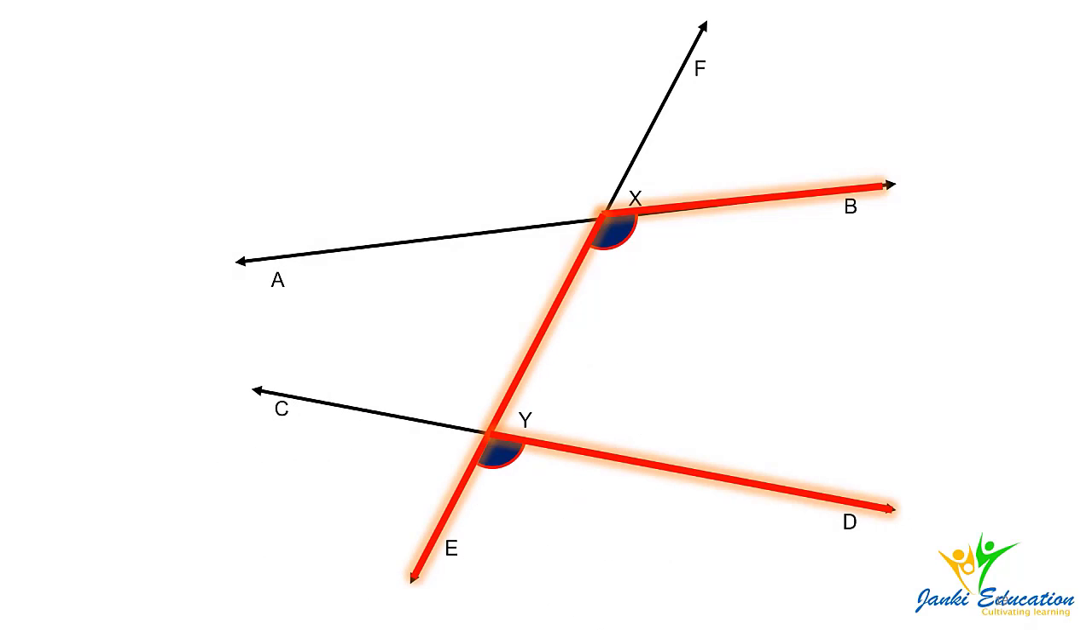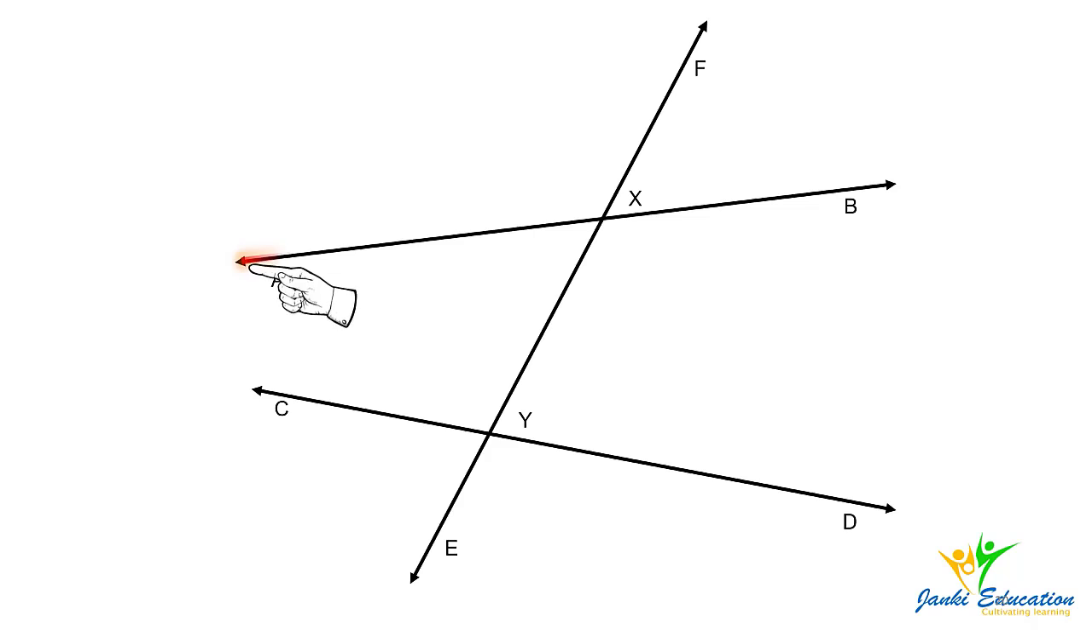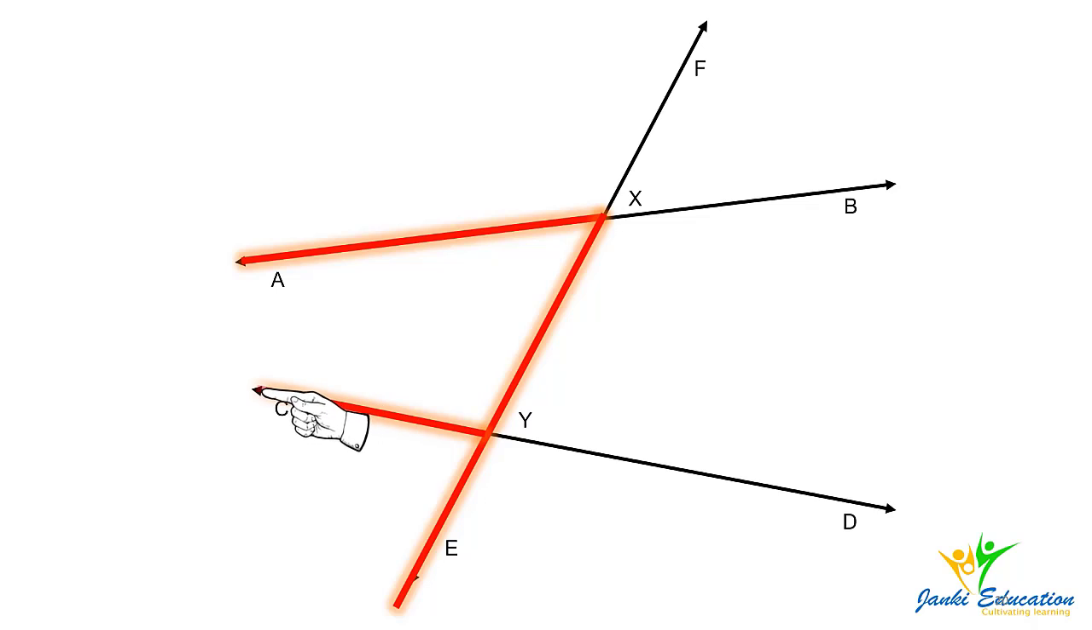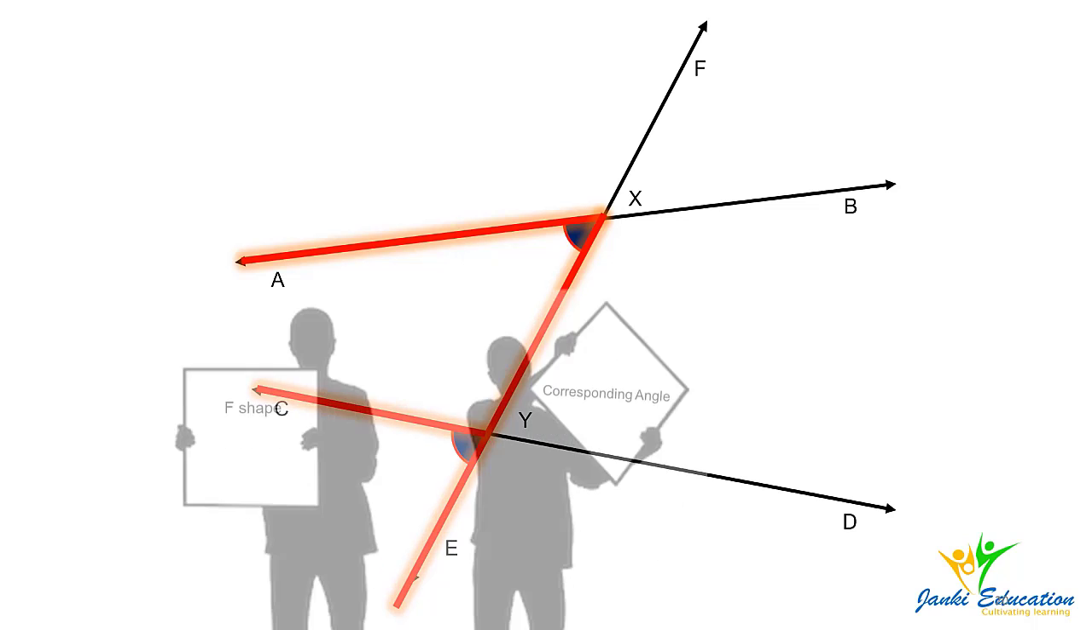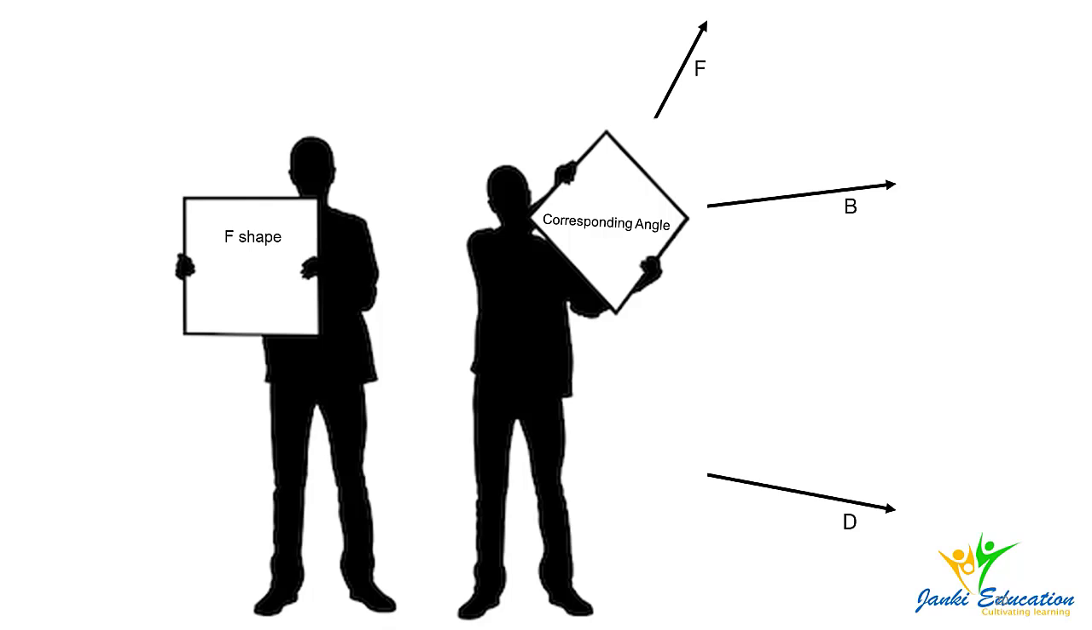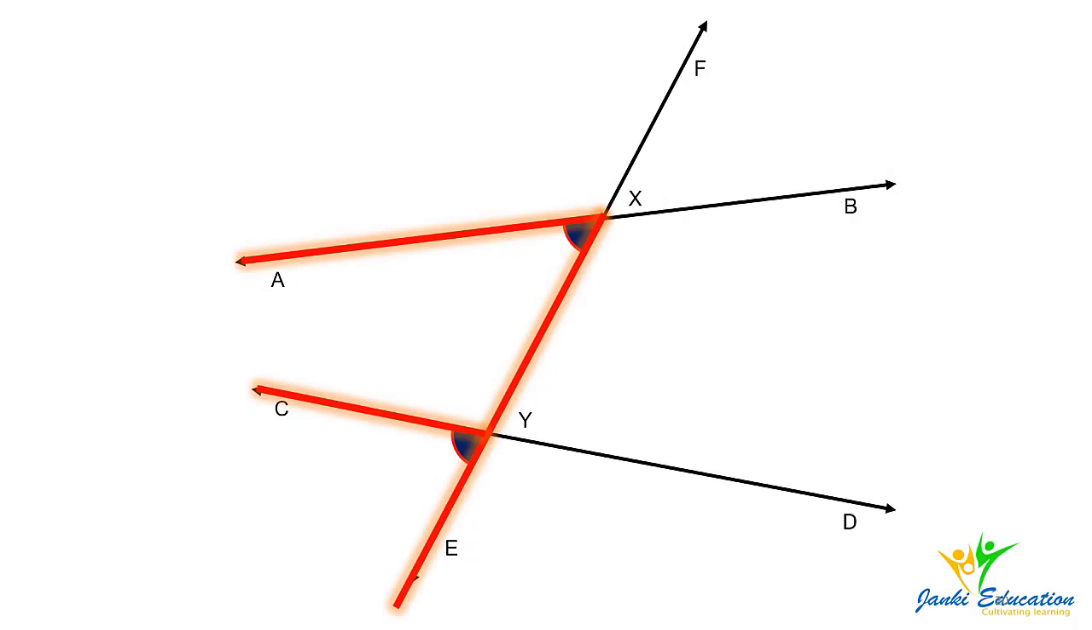Now this is a little bit interesting and complicated. So please focus. Here if you see, this is also forming, say, an F shape, but it is kind of a reflection of F, right? It is a little bit of an inverse image. So here these two angles are being formed, and these two angles are known as F shape, and therefore they are called corresponding angles.